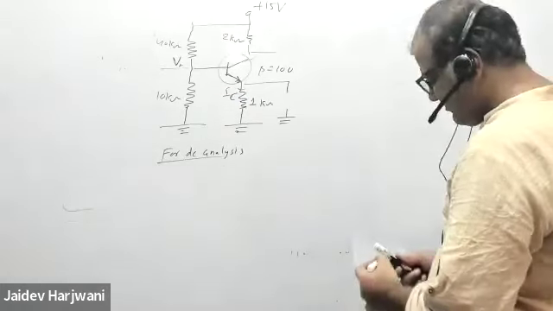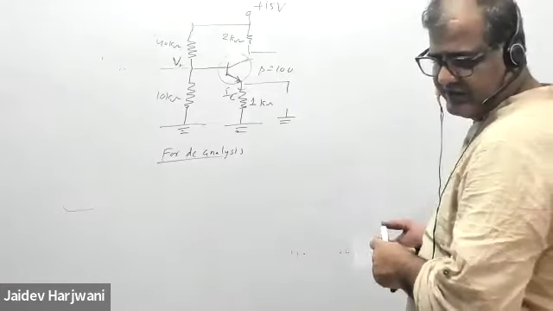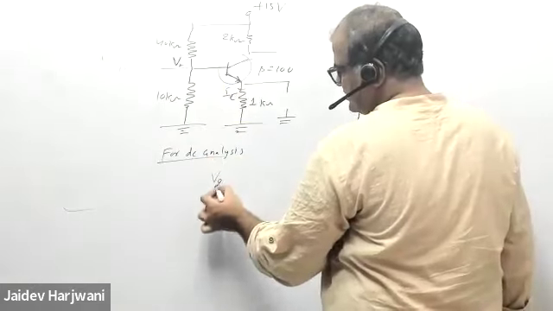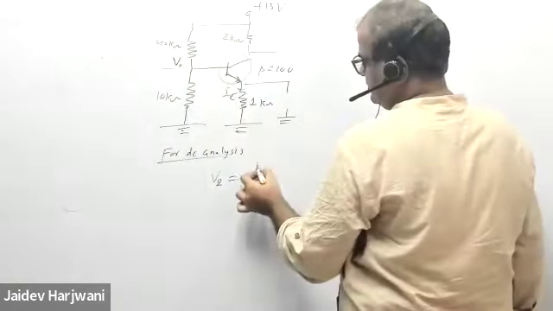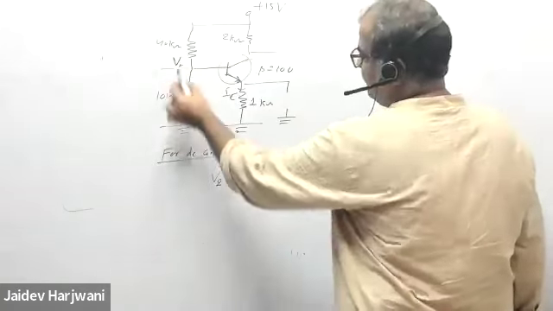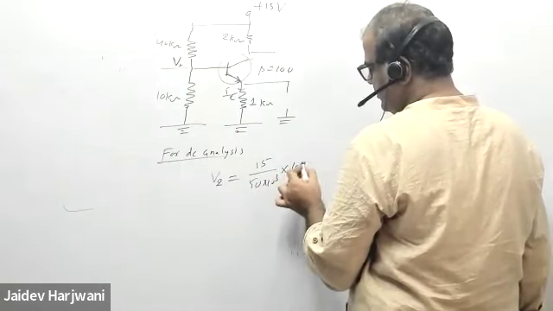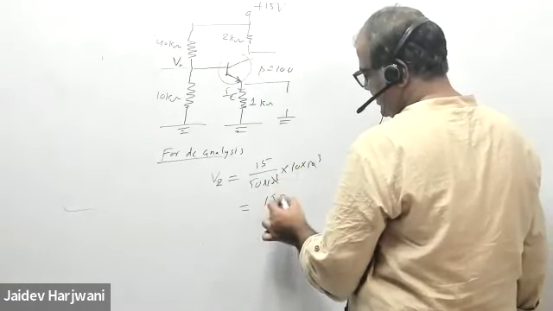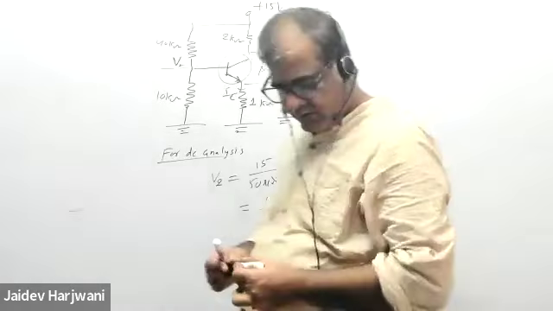To find the value of IE, generally we use the approximation method in the voltage divider. So I'll find V2. V2 is R2 divided by R1 plus R2, times VCC. So this is 10 kilo ohm divided by 50 kilo ohm, times 15, which is 150 divided by 50. So this is 3 volt. Tell me, yes or no?